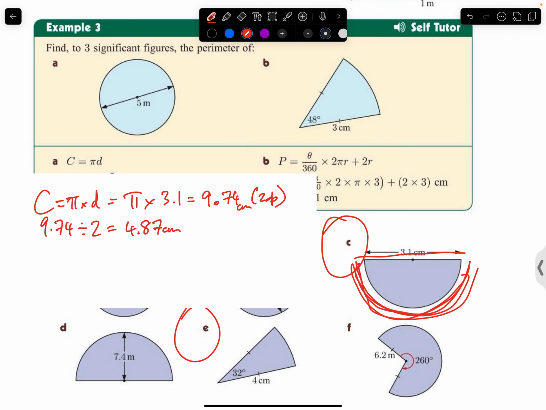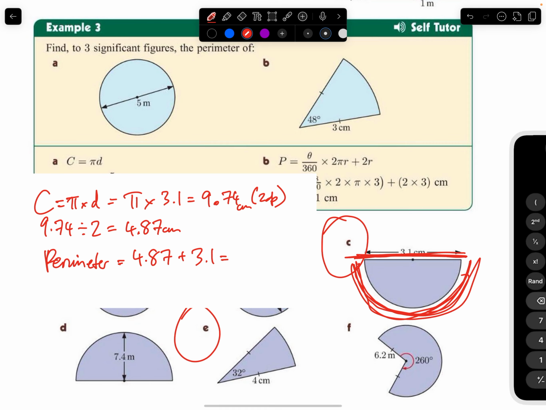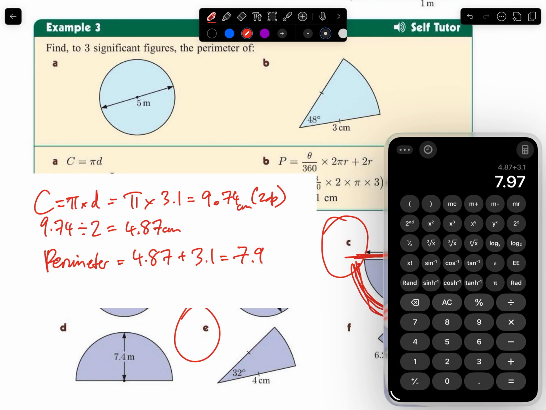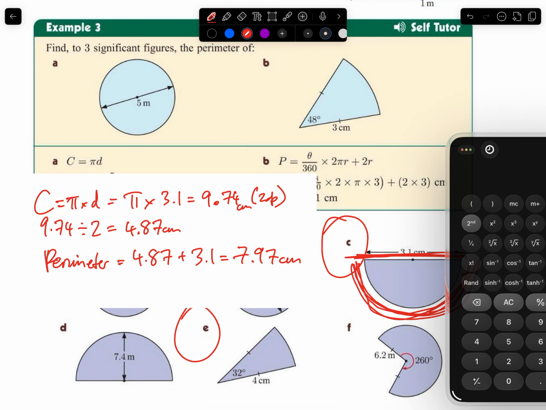But the perimeter of this shape is the curved bit plus the line that goes across. So the full perimeter equals 4.87 plus, that line was 3.1. It's going to be 4.87 plus 3.1, which is 7.97 centimeters. That's that one.